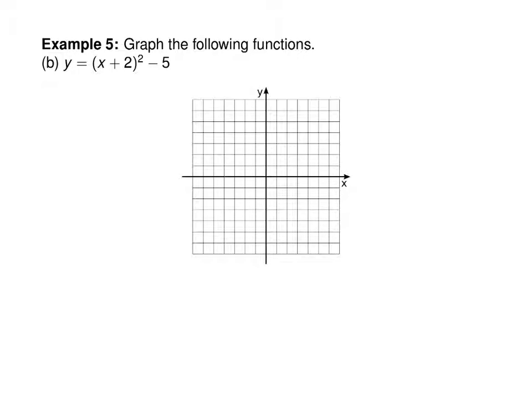So x plus 2 squared minus 5. What is the parent function? X squared. Okay, that's what it looks like. And how is that shifted? Down 5 and left 2, exactly. So 1, 2, 3, 4, 5, 1, 2. So that's the new, it's called the vertex, the lowest point. 1 over, 1, 2, 3.